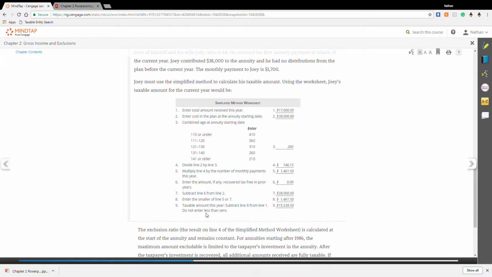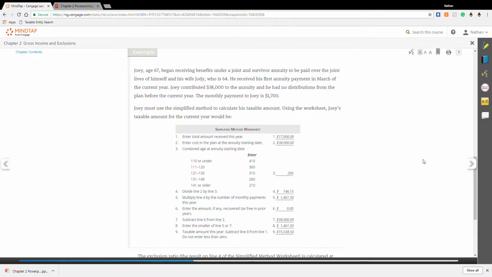So we even have an example right here in your textbook. Joey, at age 67, begins to receive his benefits under a joint and survivor annuity to be paid over the joint lives of himself and his wife Jody, who is 64. He receives his first payment in March of the current year. Joey contributed $38,000 to the annuity, and he has no distributions from the plan during the current year. The monthly payment to Joey is $1,700. Joey must use the simplified method.